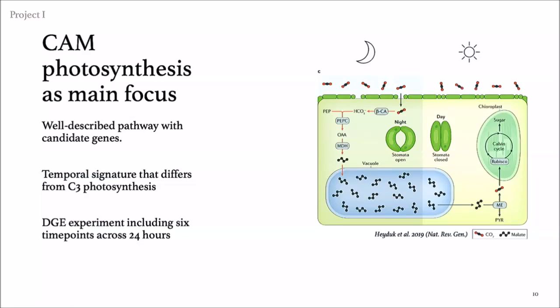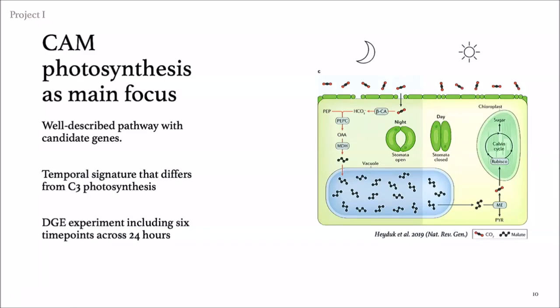CAM plants, on the other hand, they have moved the CO2 capture from the daytime to the nighttime. So they'll capture CO2 at night, but at night you can't actually make sugars because you don't have light. So instead of feeding it immediately into the chloroplast, the CO2 will be converted to malate and then accumulated in the vacuole overnight. And then during the day, again, it will be reconverted to CO2 and then converted to sugars.